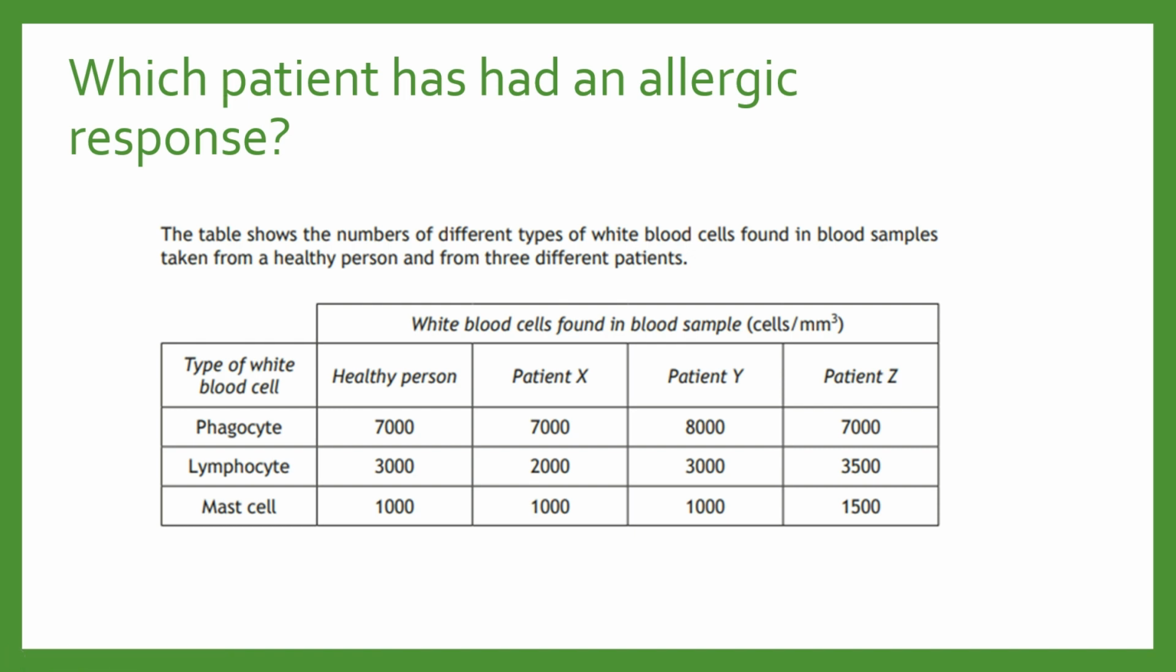So the correct answer is patient Z. Okay. So the phagocyte numbers haven't really changed, but we do have this increase in both lymphocyte and mast cells, a change that we see associated with allergic responses. So, increase in the B lymphocytes, making the antibodies, and the increase in the mast cells, because we know we've got that association with histamine during allergies.